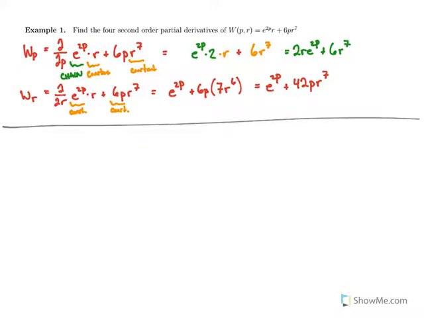All right, now we need to find the second order partial derivatives. So we have w sub pp, that's going to be the partial derivative with respect to p of w sub p, which is the partial derivative with respect to p of 2r e to the 2p plus 6r to the seventh. Let's label our constants here so we get used to this. Anything with an r is a constant.